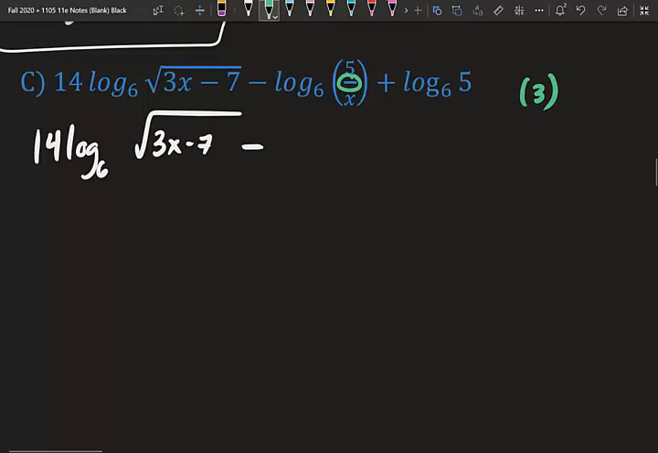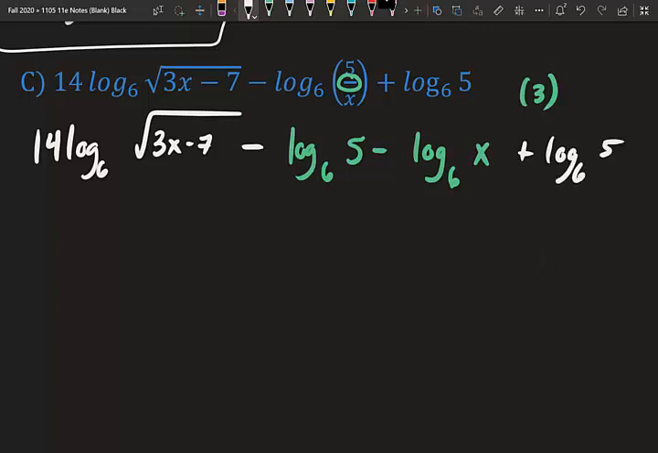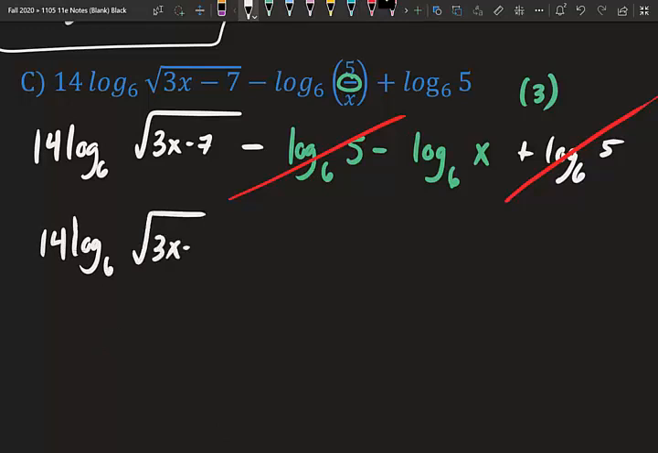So we'll have log base 6, 5 minus log base 6x. And that's all plus log 6, 5. We can cancel out log 6, 5 because this is negative log 6, 5 and this is positive log 6, 5. So they cancel. The only thing we're left with is 14 log 6 square root of 3x minus 7 minus log 6x.